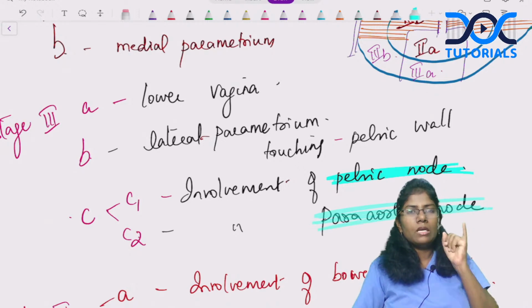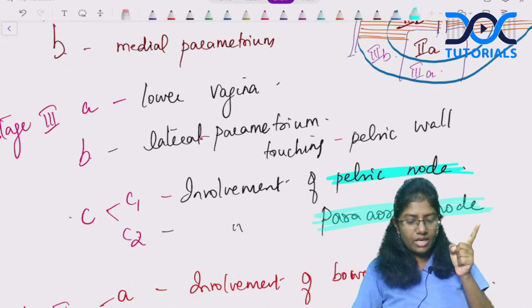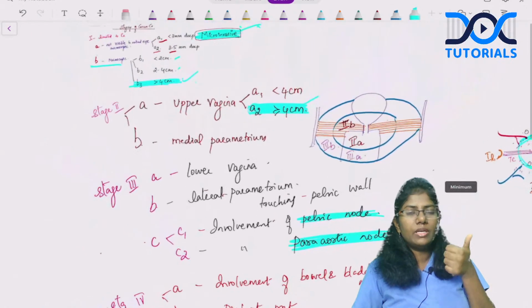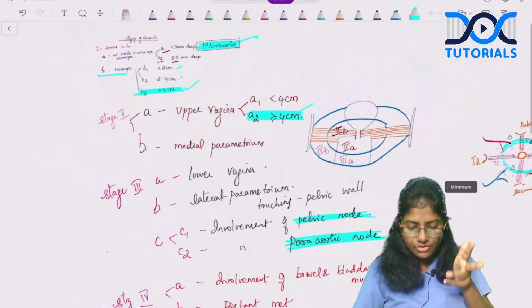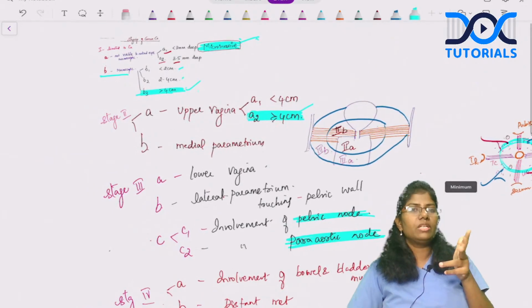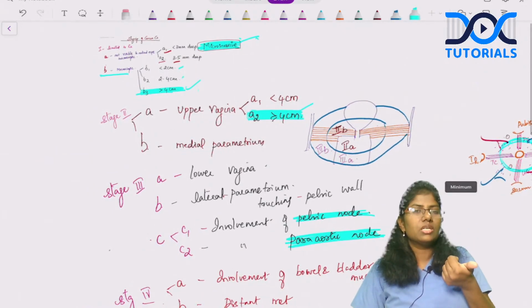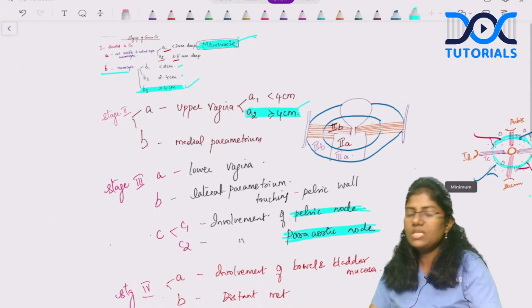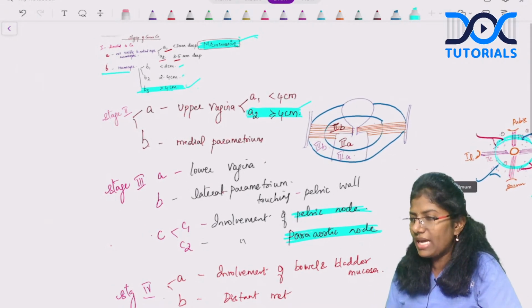4 points. What is microinvasive? 1A1. What all lesions measure more than 4 centimeter? 1B3 and 2A2. Pelvic node is stage 3C1, para-aortic is 3C2. Okay, so this is about the staging of cancer cervix.